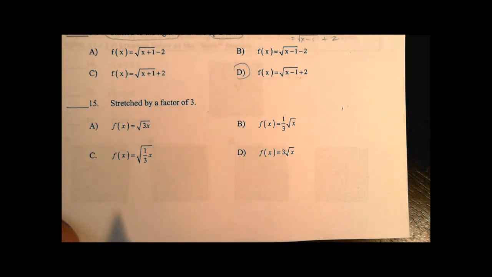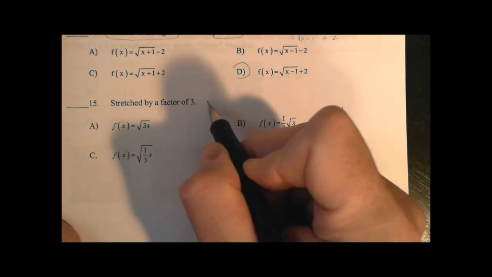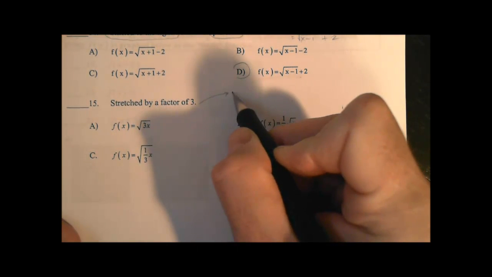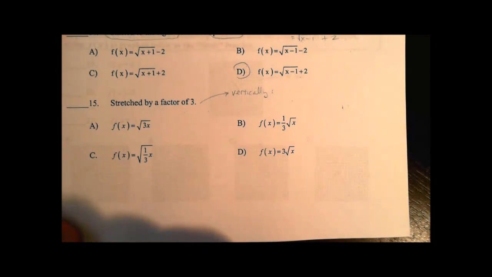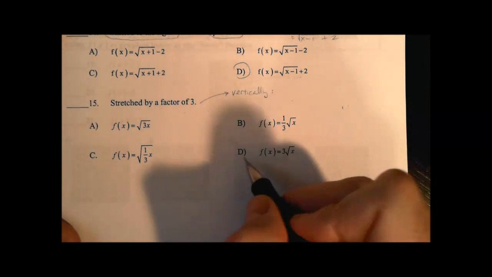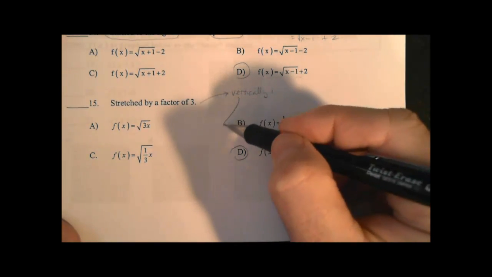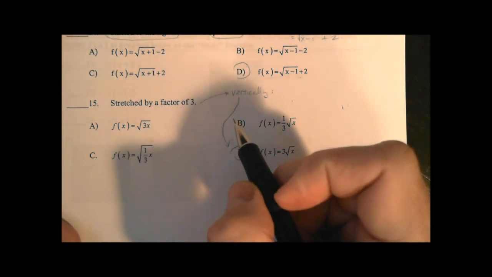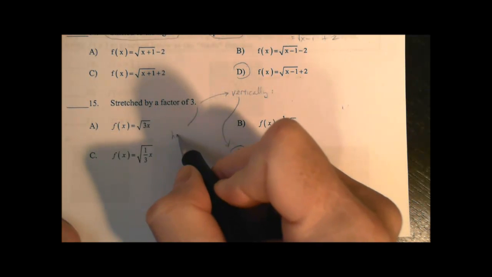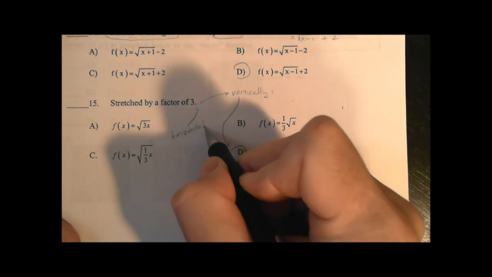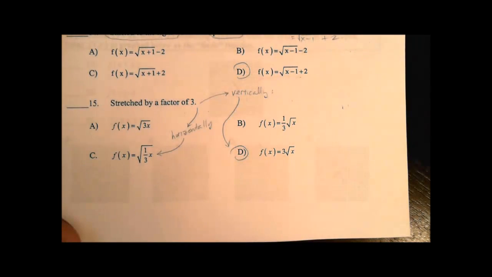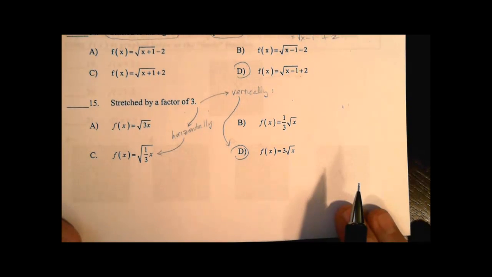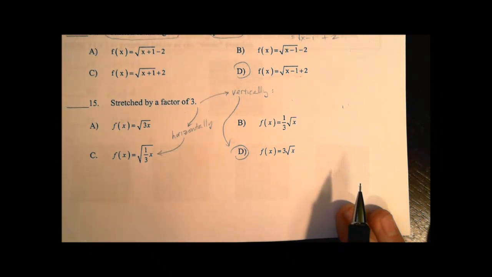Now, number 15, stretched by a factor of 3. This is one of those ones where, first of all, you don't have to worry about it, but vertically stretched. If you stretch vertically by a factor of 3, the answer would be D. If you stretch horizontally by a factor of 3, the answer would be C. And this is just poorly worded. Don't worry, you won't get any of these questions on your final exam.